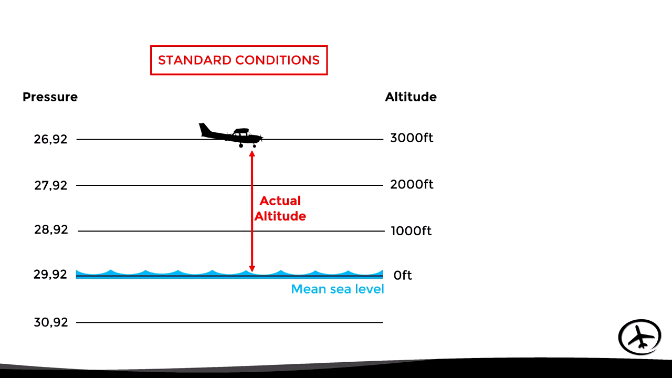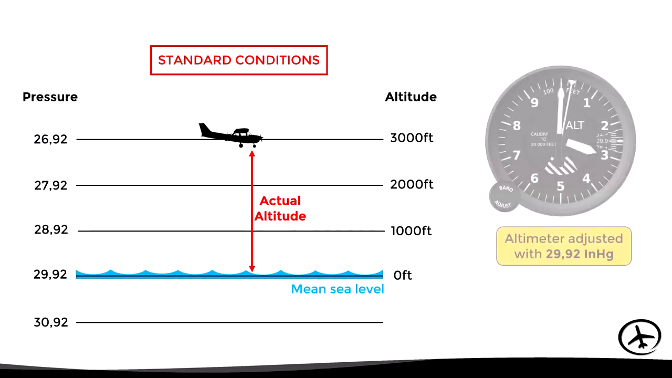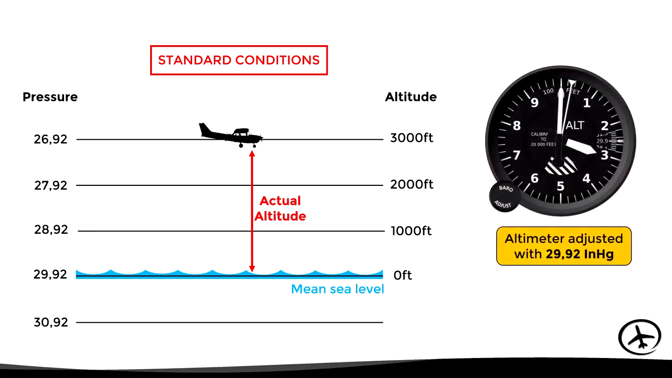Each of these lines that identify a pressure level is called an isobar, and they will be very important for this explanation. Here, under standard conditions, as our altimeter is calibrated by default to use 29.92 as barometric reference, it will indicate the vertical distance between the 29.92 isobar and the aircraft. And as the 29.92 isobar and the mean sea level are in the same position, the indicated altitude will be the same as the actual altitude.